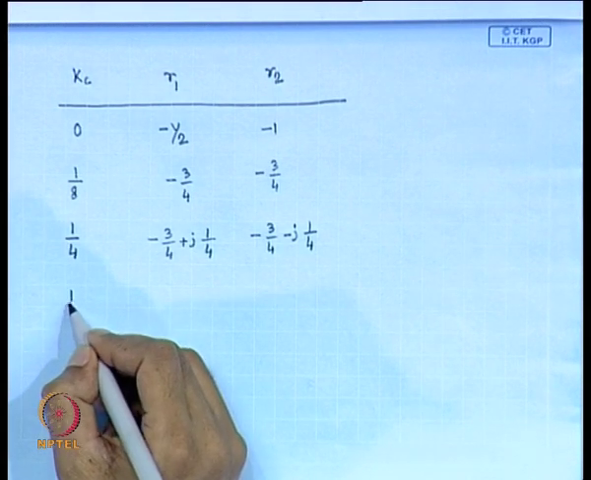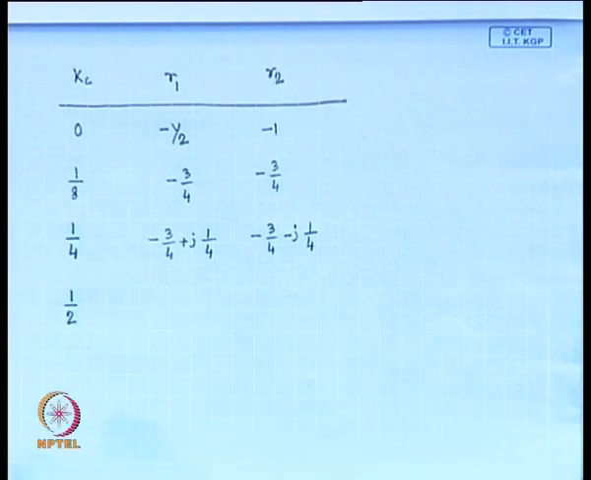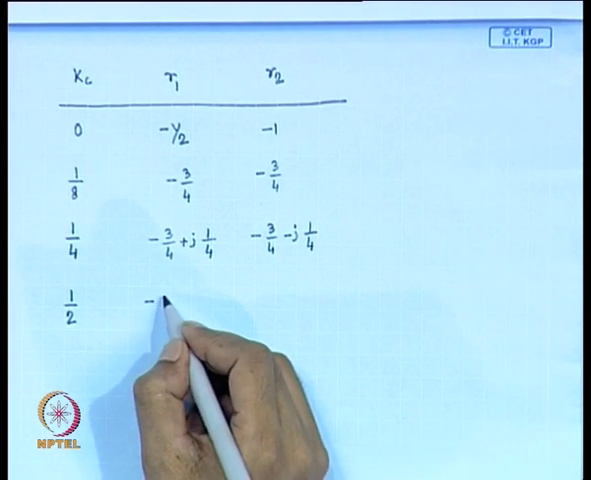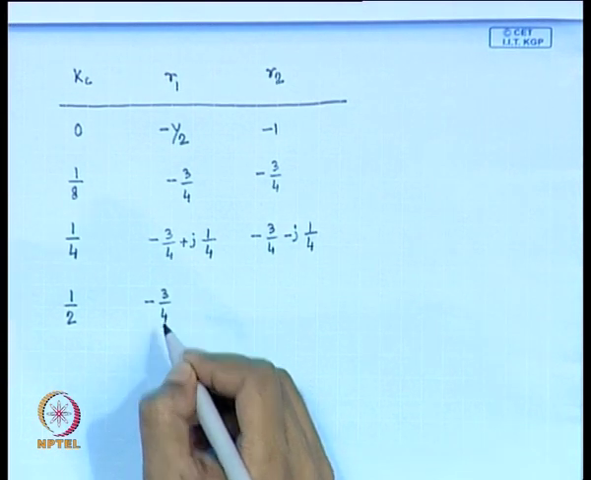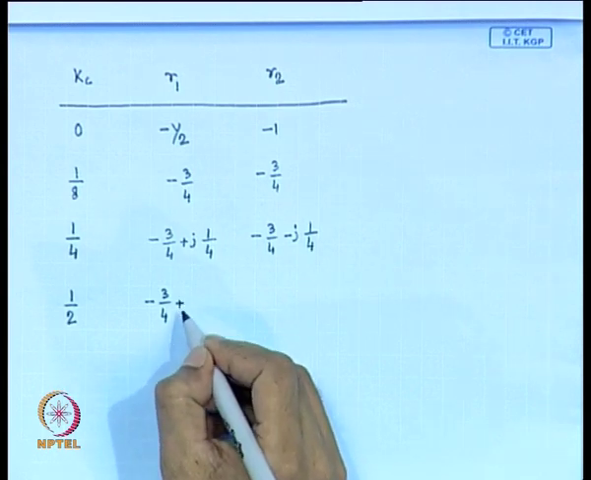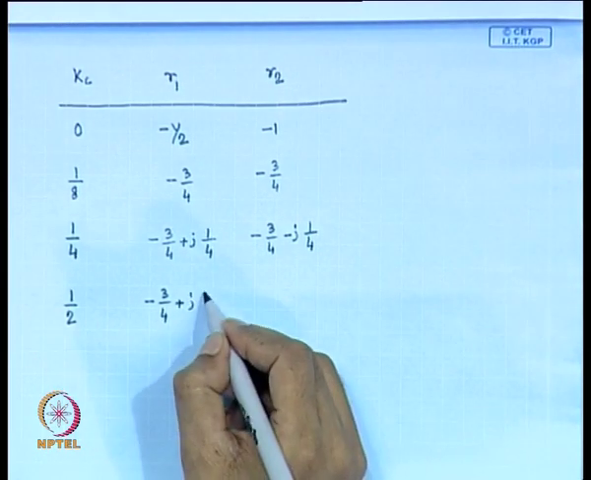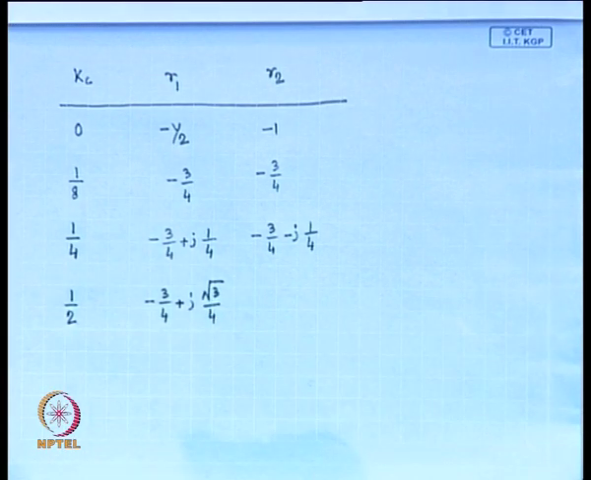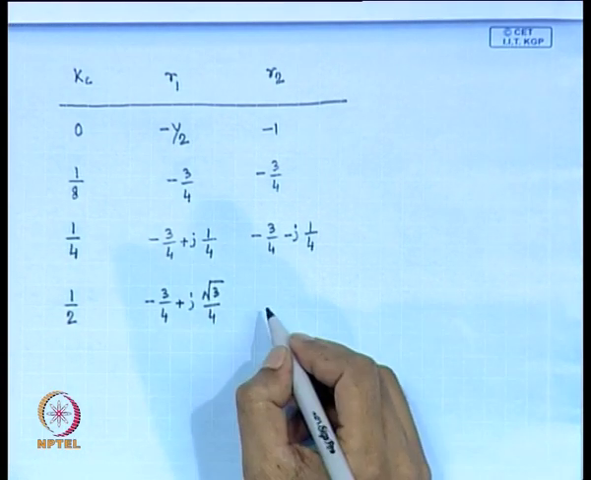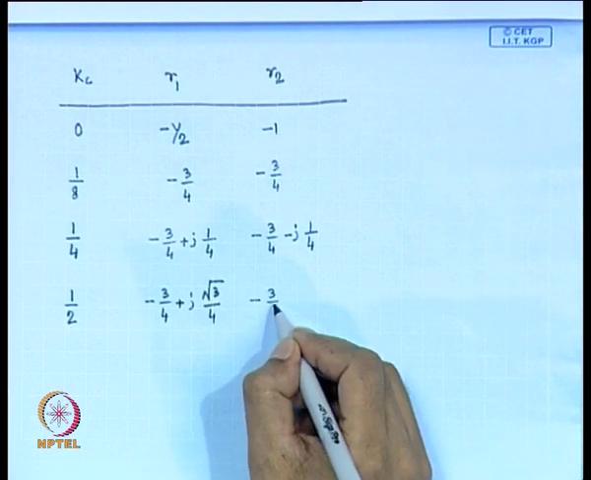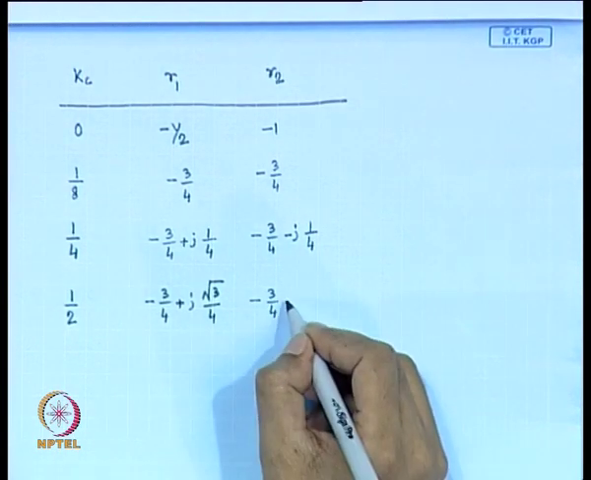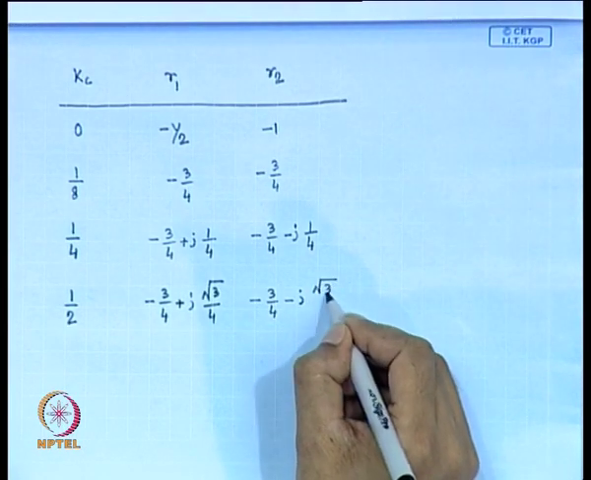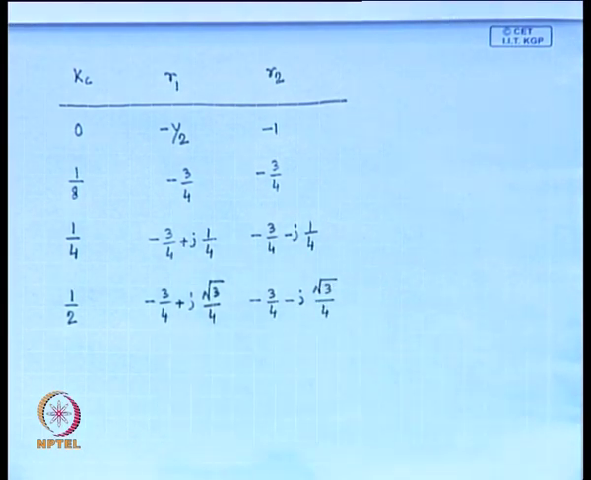If we consider Kc equals half, R1 becomes minus 3 by 4 plus j root 3 by 4, and the second root will be minus 3 by 4 minus j root 3 by 4.